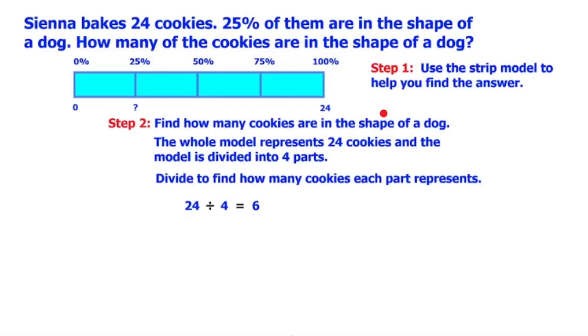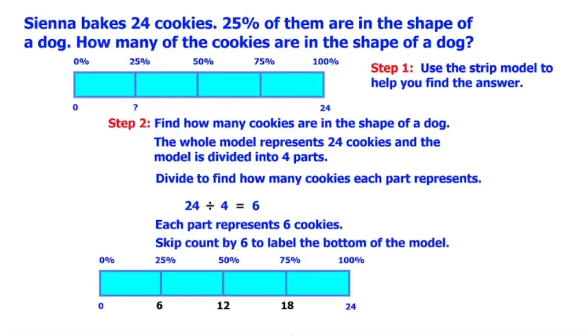Now skip count by 6 to label the bottom of the model. Okay, so here's the model. And we're going to go 6, 12, 18, 24. So now we know that since 25% of the cookies are in the shape of a dog, that means 6 cookies have that shape. And here's the answer here. And that's all there is to that problem.